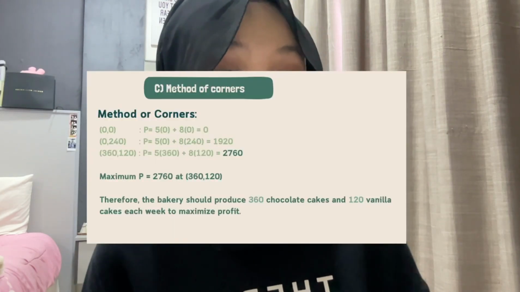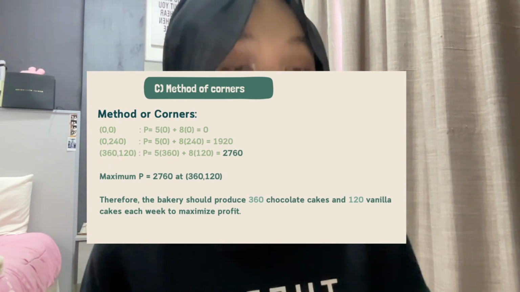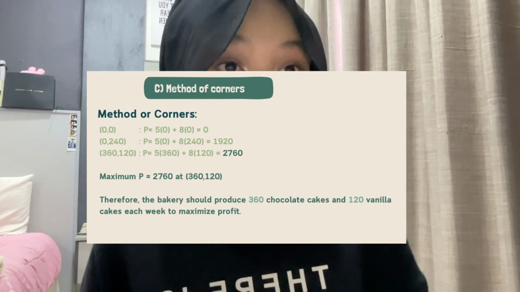So to sum up everything, the highest profit is $2,760, which occurs at (360, 120). This means the bakery should produce 360 chocolate cakes and 120 vanilla cakes to maximize profit. So I think that's all from me.